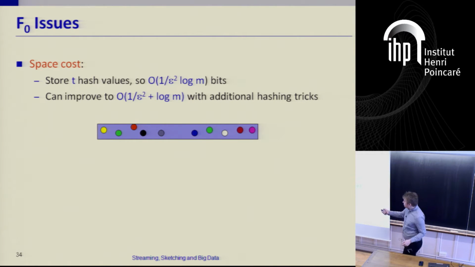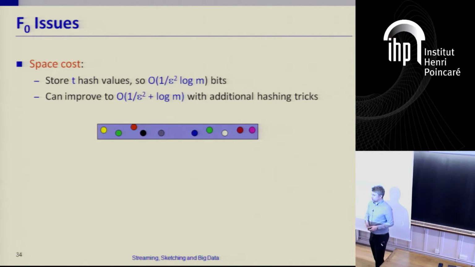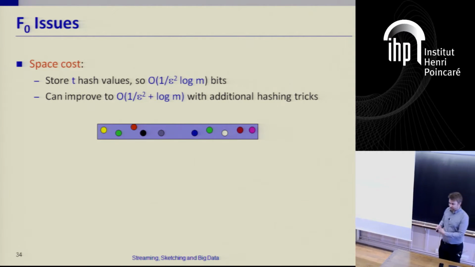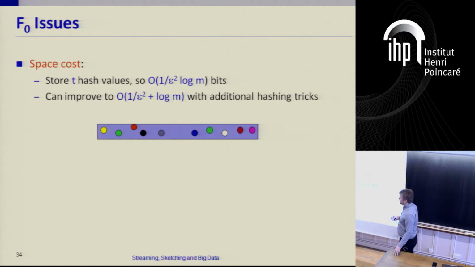So what you get is you're keeping track of t hash values. Naively, you're taking something that looks like t, which is 1 over epsilon squared, times the size of the hash value, which is log m. You can squeeze this down by some more hashing tricks and bit representation tricks that I can't remember the details of, to get this more like additive log m.